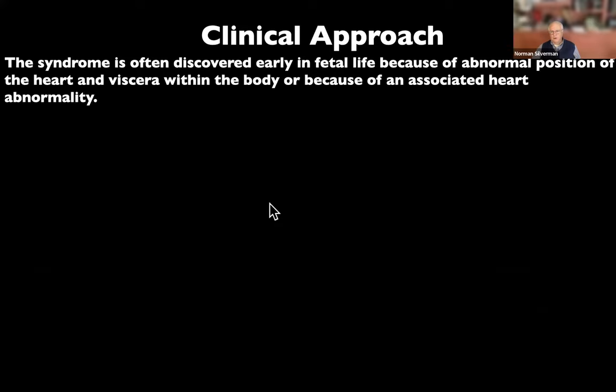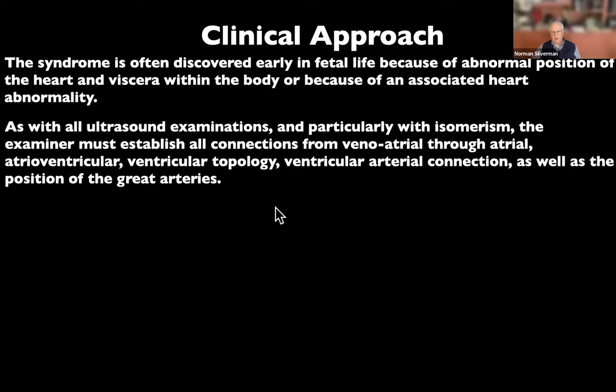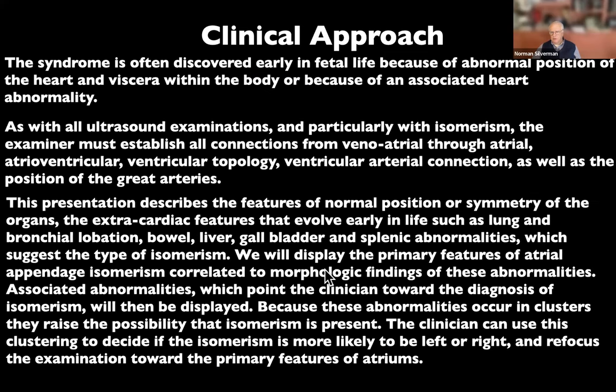Now, our clinical approach is that we start off with this in fetal life, and I'm going to use some examples of fetal cardiology to show the viscera of the body and the ultrasound examination, particularly with isomerism. The examiner must establish all the connections, as I've mentioned before. This presentation will describe the features of normal position and symmetry of the body organs, and the extracardiac features that evolve in fetal life, such as lung lobation, bowel, liver, gallbladder, and splenic abnormalities, which suggest isomerism. We will display the primary features of the atrial appendage isomerism related to the morphological findings in this abnormality. Associated abnormalities that will point the clinician towards the diagnosis of isomerism will then be displayed.